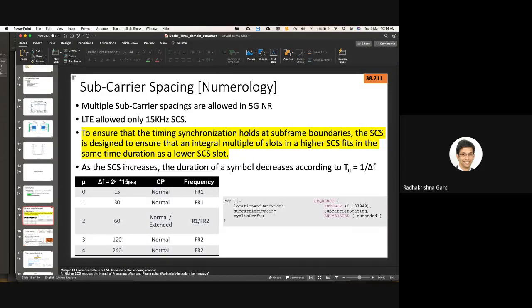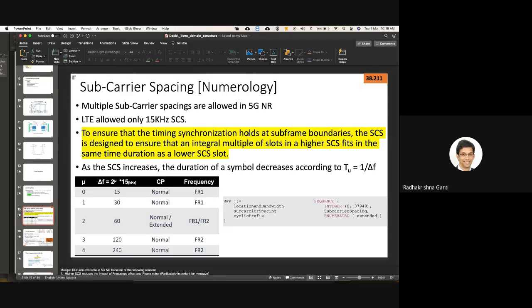Okay. So this is a slide I made. Essentially, multiple subcarrier spacings are allowed in 5G NR, unlike LTE, which has only 15 kilohertz subcarrier spacing. Forget about the yellow thing. There are some things that I wrote; we can understand that later. One thing that we understood is that the time length of the OFDM symbol is 1 by delta F. So if you have 240 kilohertz subcarrier spacing, you have the lowest latency, whereas 15 kilohertz gives you the highest latency.